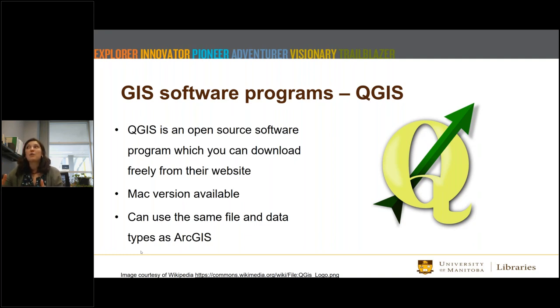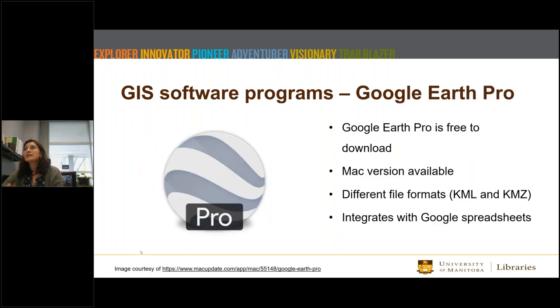You have everything you could possibly need. Whereas with QGIS, you download kind of the bare bones software program to help you display the data. And then to do extra functional things, you download plugins as you need them, kind of like downloading a web browser extension or something. So slightly two different ways of using software. The last one I'm going to mention is Google Earth Pro.